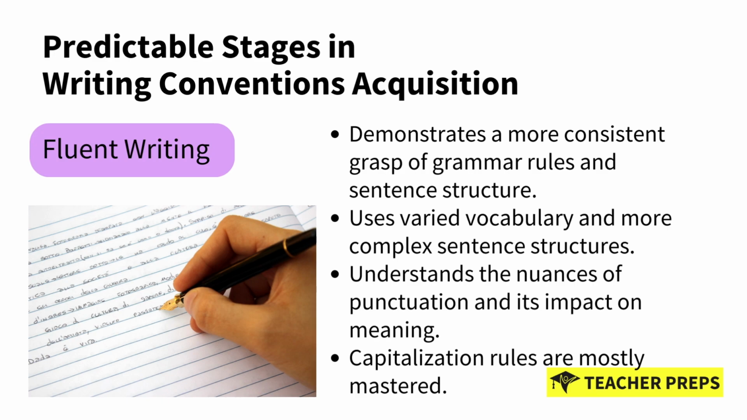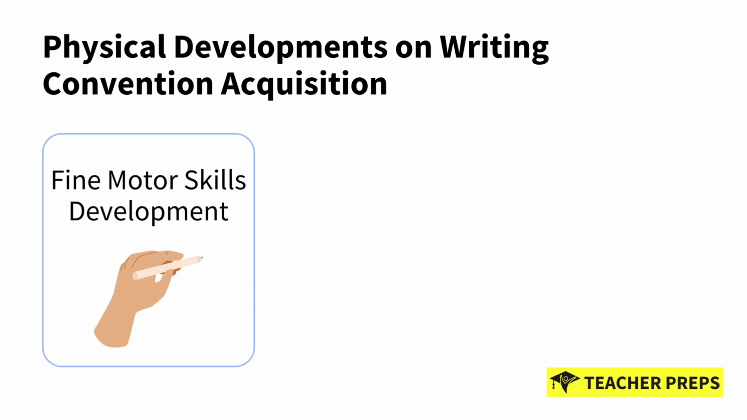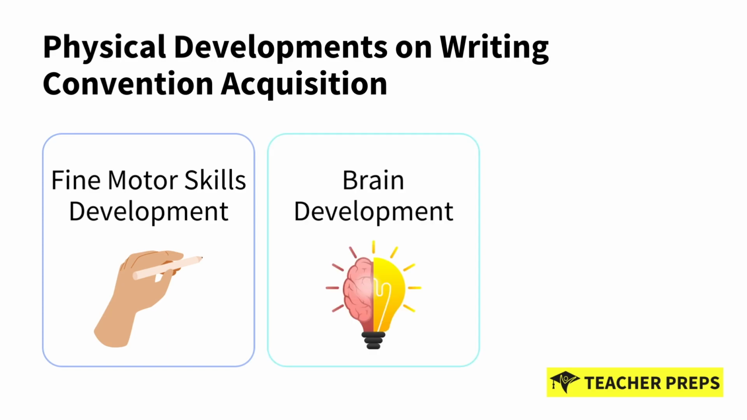Now that we've had a good refresher of the predictable stages in writing conventions and acquisition, let's move to our next topic in this standard, which is understanding the physical developments and their impacts on writing convention acquisition. There are 3 main branches in this area that you'll want to be on the lookout for on your exam, and these include fine motor skills development, which we see as the ability to grasp a pencil and manipulate it.